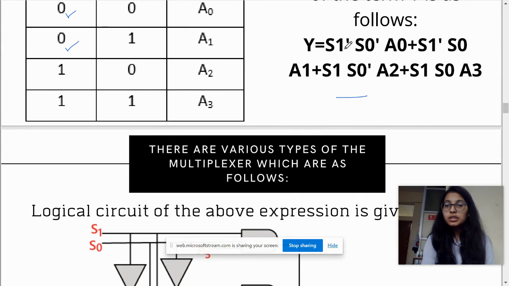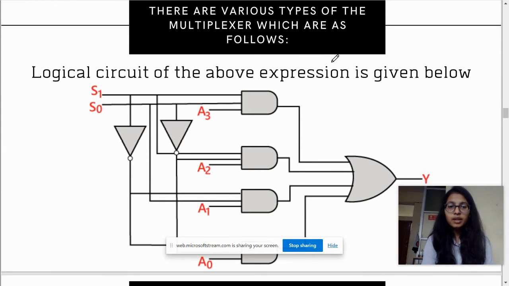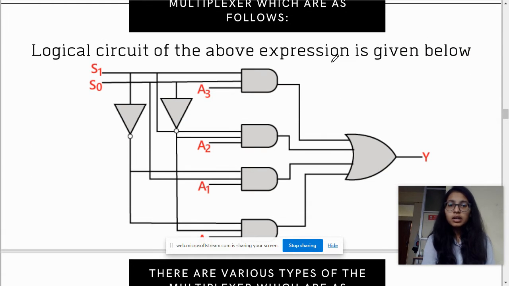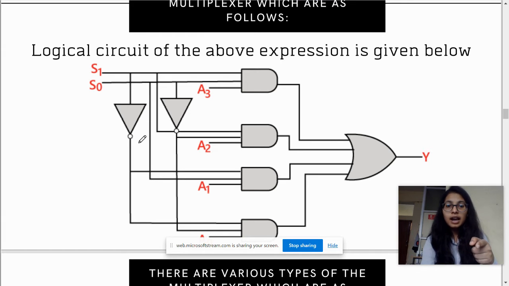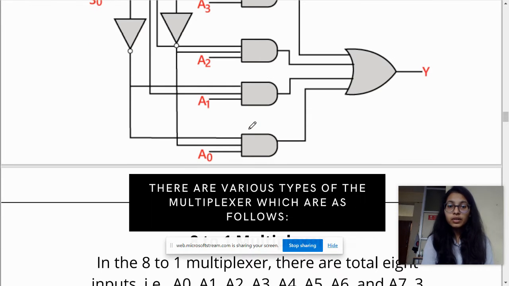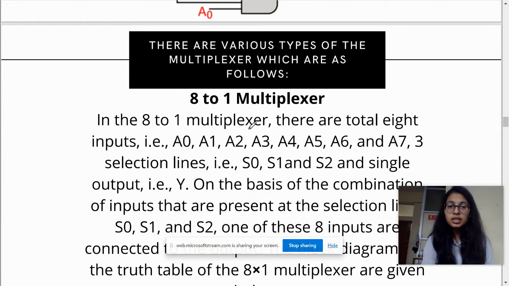So again, we'll do the same thing. Wherever there is a bar, we'll take a NOT gate, and where there is no bar, we won't take a NOT gate. So we can easily draw, since this is S1 and a NOT gate, it will come as S1 bar, and similarly, for S0 also we'll have a NOT gate wherever required. Okay, so we can easily make this logical circuit.